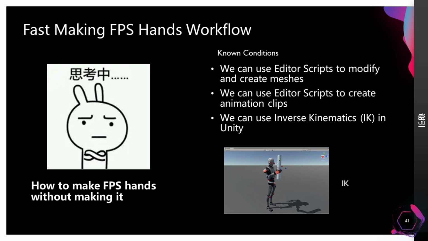See, here are the abilities we have in Unity. We can use editor scripts to create meshes from existing meshes, and with the Unity API, we can use editor scripts to create animation clips. And we can use inverse kinematics, which is also called IK in Unity. So the conclusion is that we can use IK to play animations and record them into animation clips so we could have animations for first-person hands.